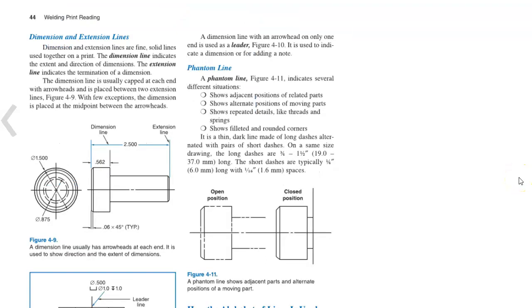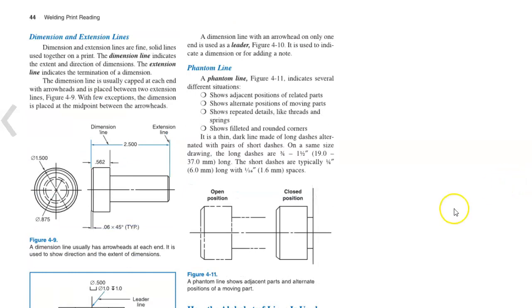Dimension and extension lines. Dimension and extension lines are fine, solid lines used together on a print. The dimension line indicates the extent and direction of dimensions. The extension line indicates the termination of a dimension. The dimension line is usually capped at each end with arrowheads and placed between two extension lines. With few exceptions, the dimension is placed at the midpoint between the arrowheads.